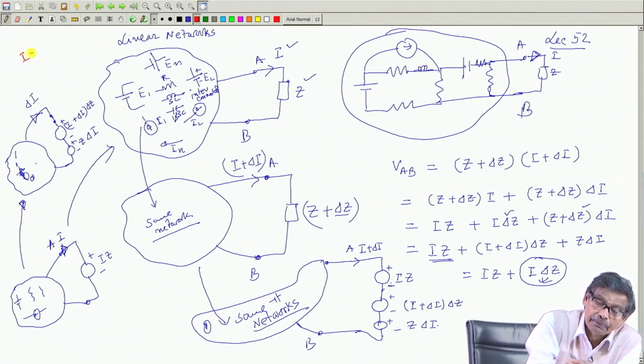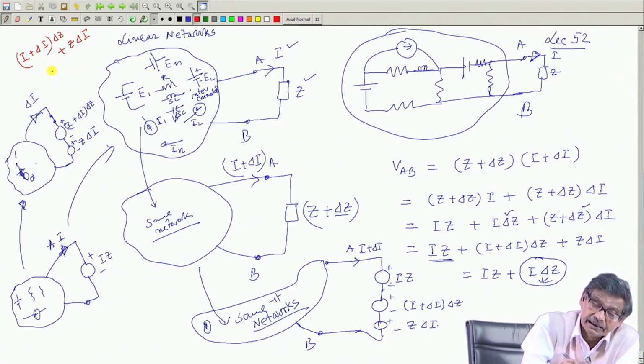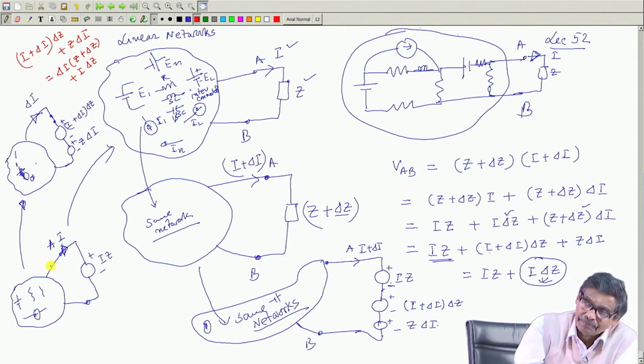Now this quantity I plus delta I into delta Z, that is this one, plus Z delta I. This is the whole voltage drop here. Now this can be written as delta I into Z plus delta Z plus I into delta Z. These two things can be written like this, is it not?